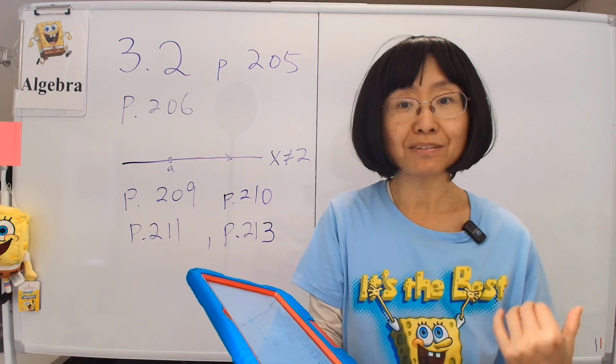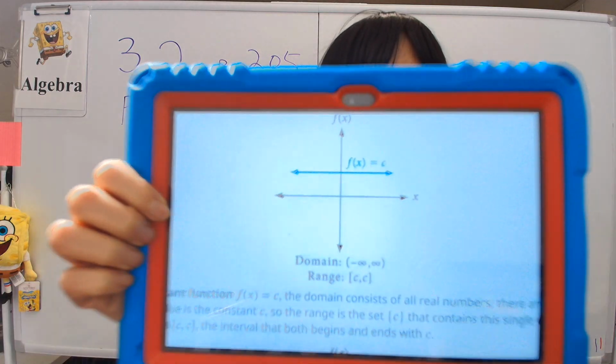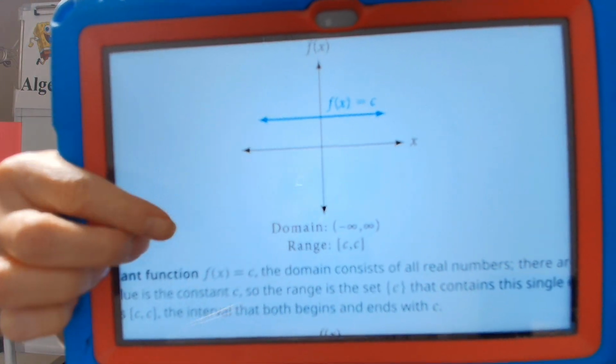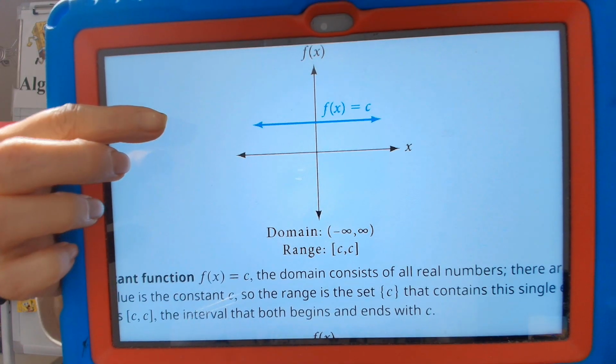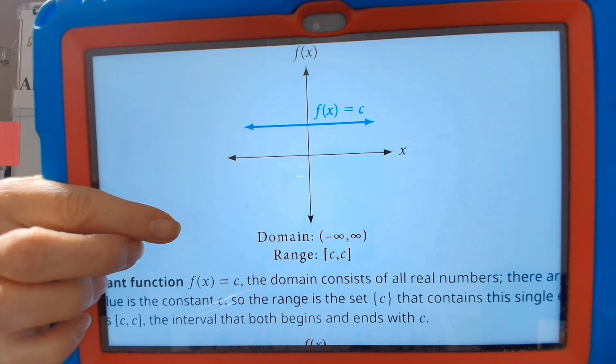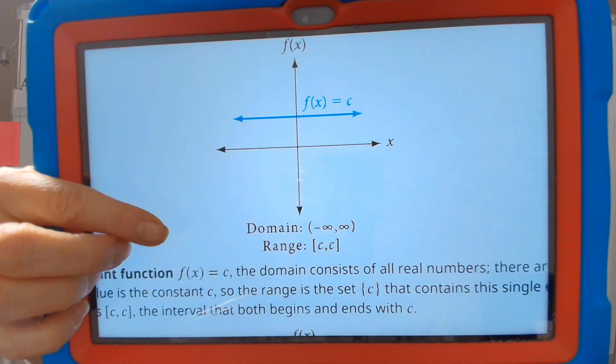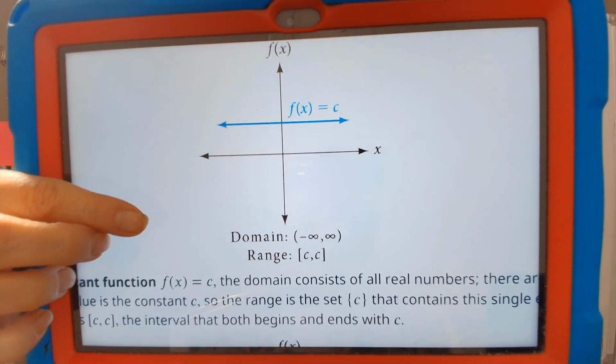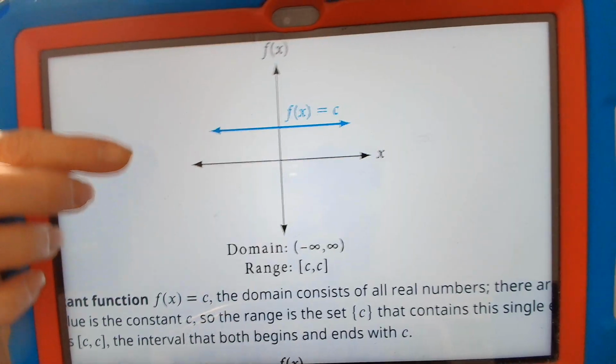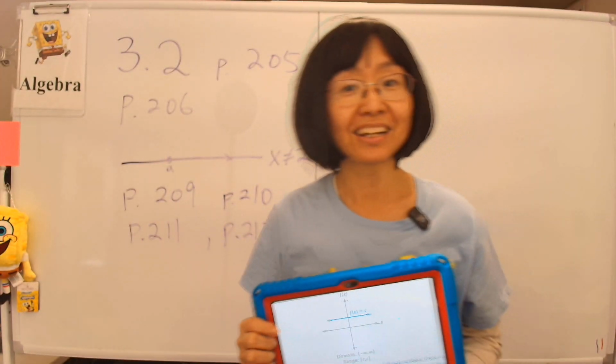If you input negative 1,000, the output is still 1. You can input whatever you want, and the output is always going to be 1. So the domain is the whole real line, minus infinity to infinity, but the range is only C. That's it.